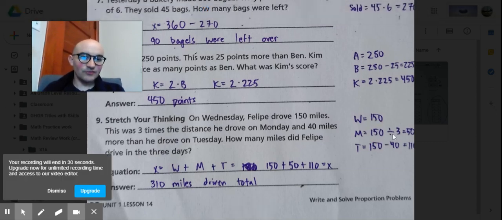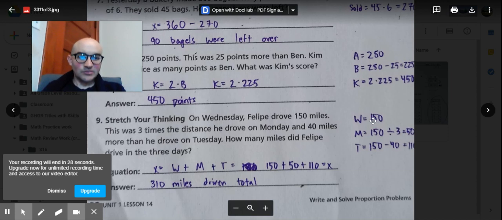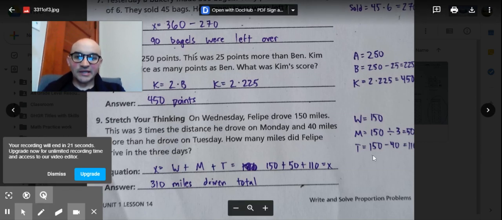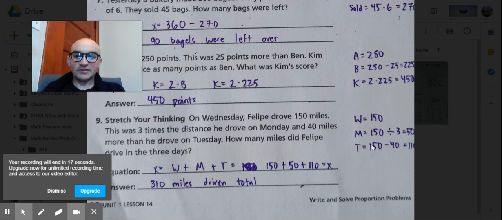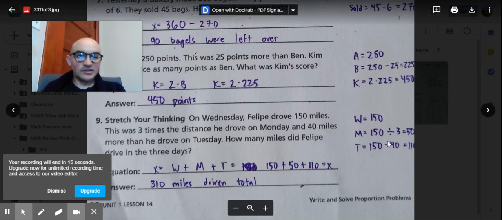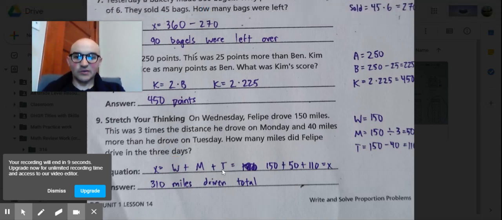So 150 divided by 3. That's his Wednesday value divided by 3. That gives me 50. And it was 40 more than he drove on Monday. Or excuse me, 40 more than he drove on Tuesday. So we have 150 minus 40, and we get a total value of 310. So the equation should look just like this, these numbers added together.